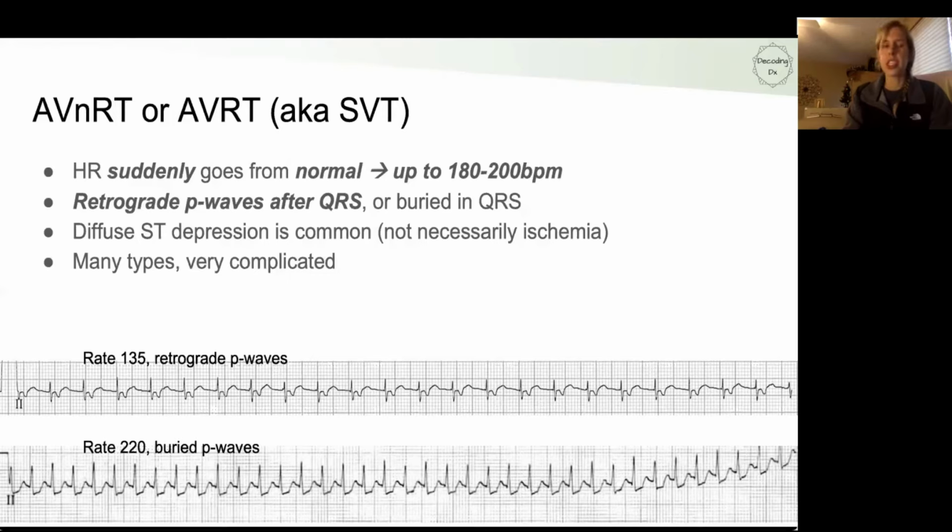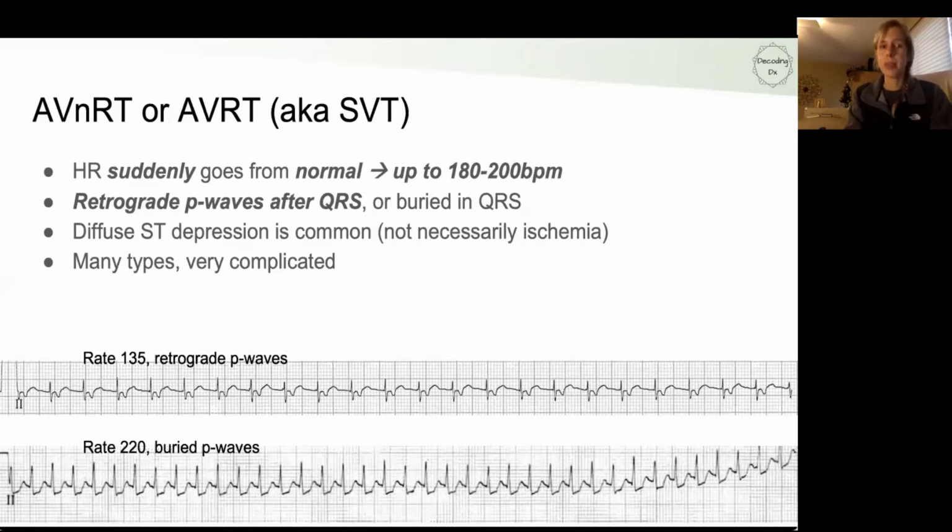So in this situation, the heart rate will suddenly go from normal up to 180 to 200 beats per minute. And then you'll see a retrograde P wave after the QRS, or sometimes it's even buried in the QRS because, again, they're so close together because this heart rate is so fast. What's happening is that you have a re-entrant pathway that's going through the AV node. And that's why you get this retrograde P wave, because it's traveling back up through the AV node, back through the atria in the opposite direction.